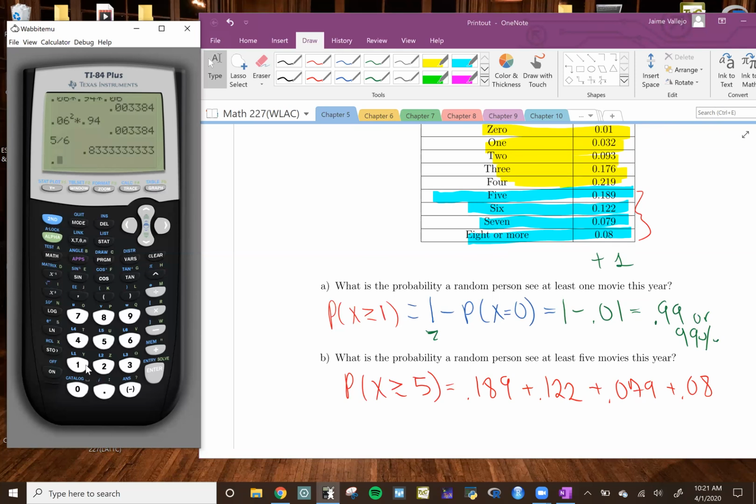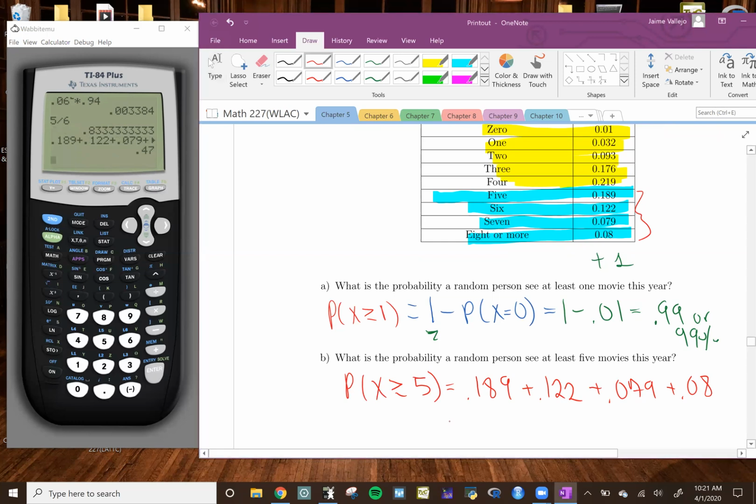So we'll say 0.189 plus 0.122 plus 0.079 plus 0.08, and you get 0.47. All right. And that's it for B. Any questions in regard to B?